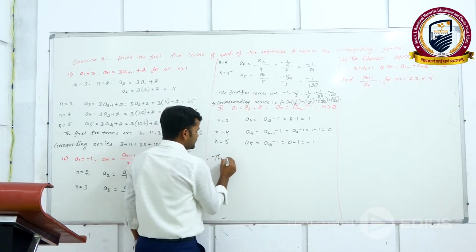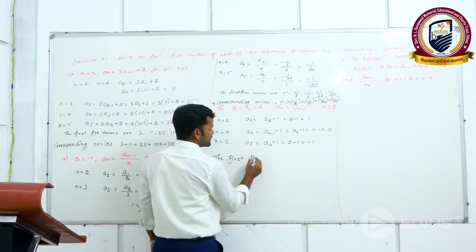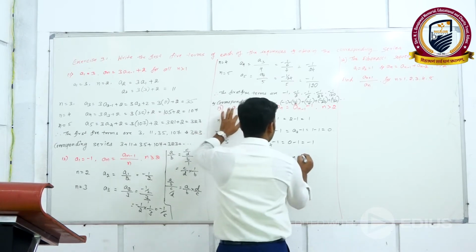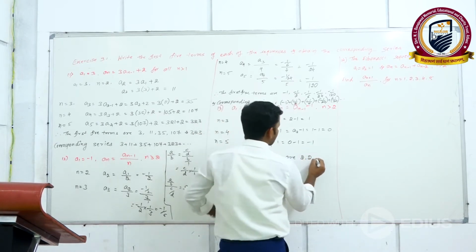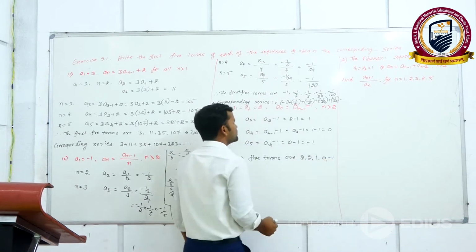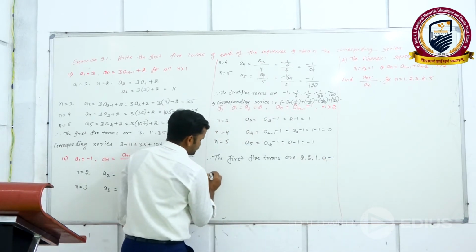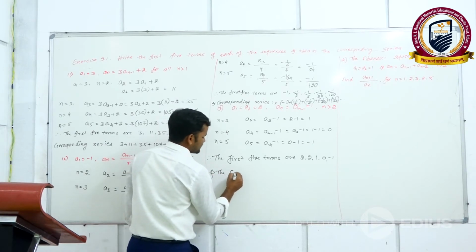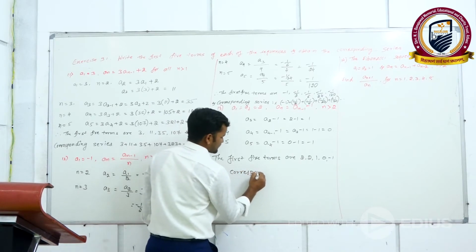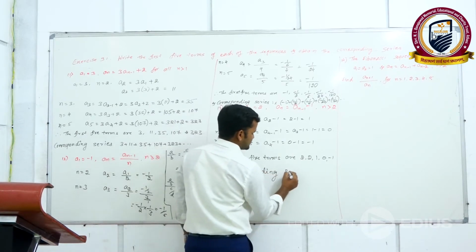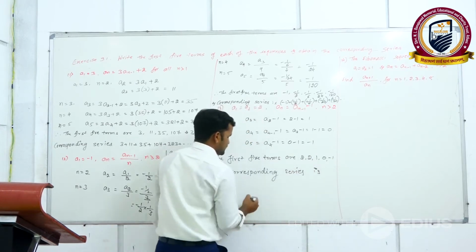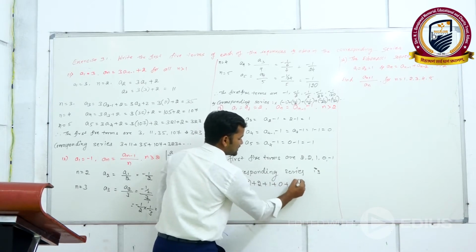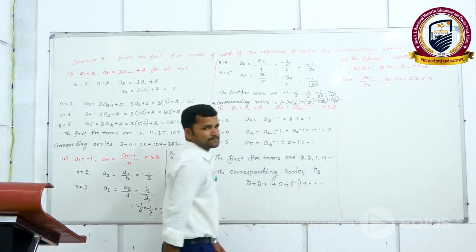Therefore, the first 5 terms are, what are those? 2, 2, 1, 0, minus 1. Therefore, corresponding series we can write, and the corresponding series is 2 plus 2 plus 1 plus 0 plus minus 1 plus so on.